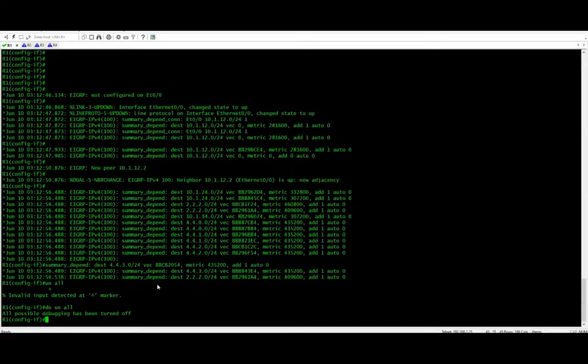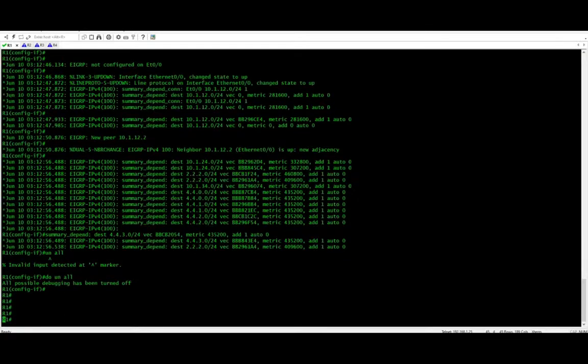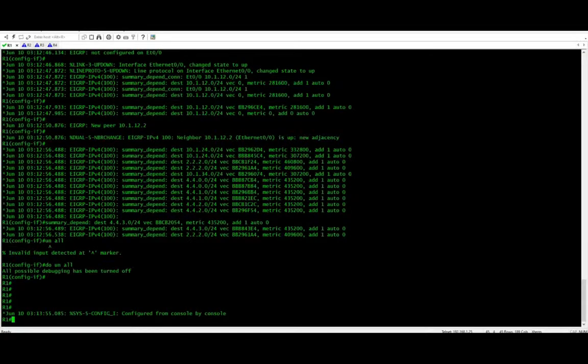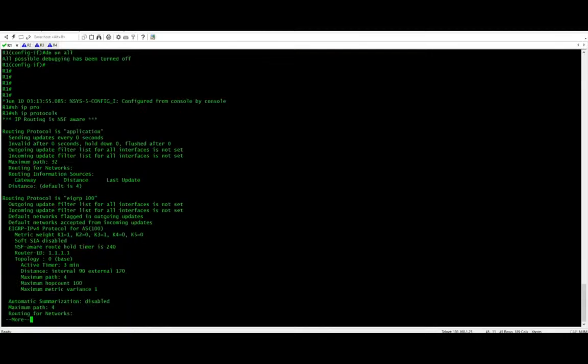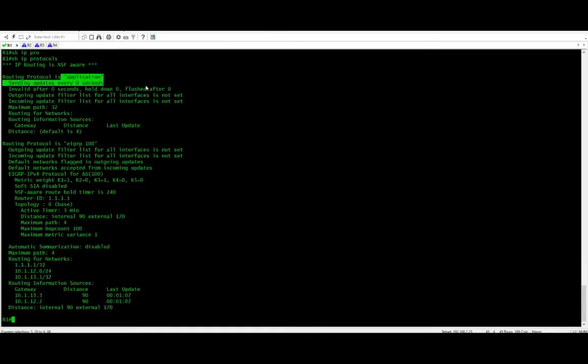So EIGRP. Now how do I know the EIGRP AS numbers are the same? Because I configured it, right? So use the command show ip protocols. In the protocol list, this is the default, but it will show you the routing protocol EIGRP for 100, AS number 100, and you can see there are K values. These are the K values, K1 to K5.